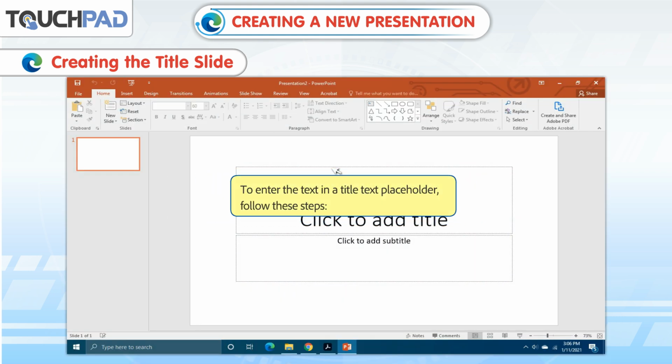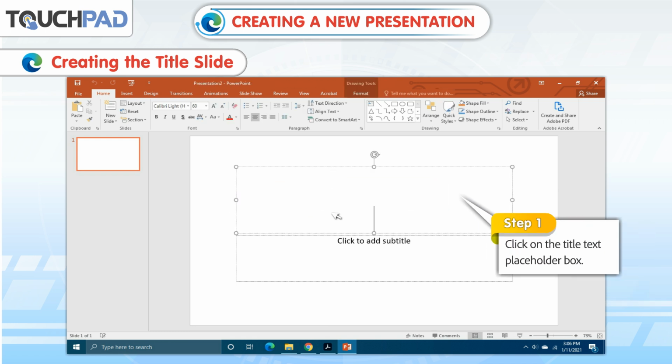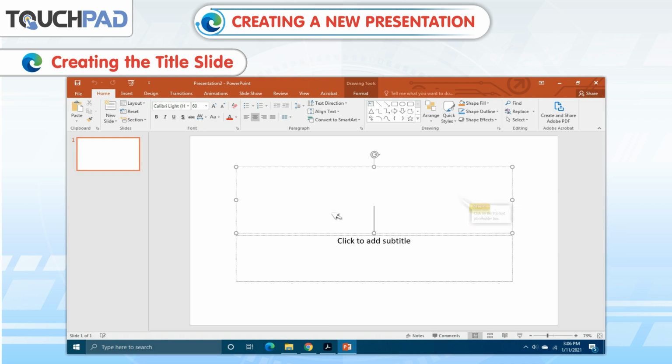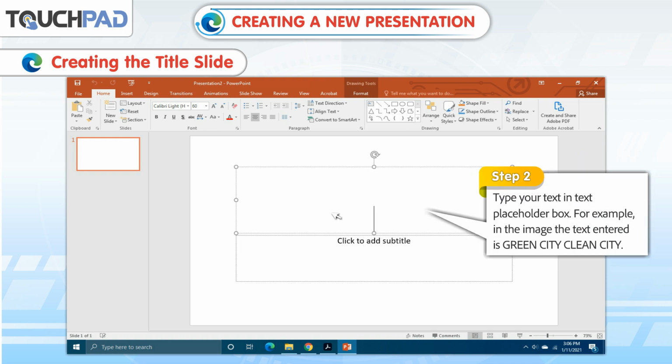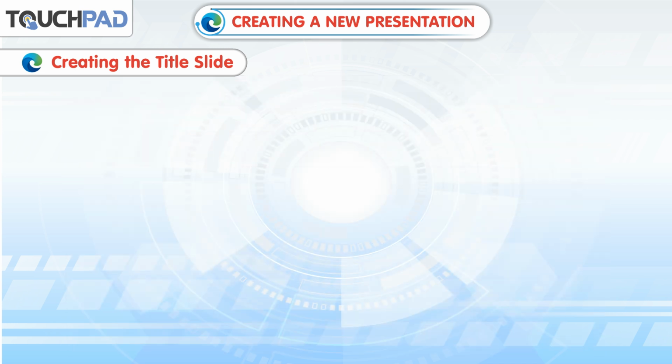To enter the text in a title text placeholder, follow these steps. Step 1. Click on the title text placeholder box. Step 2. Type your text in text placeholder box. For example, in the image, the text entered is Green City, Clean City. The title text displays in the title text placeholder and in the Slides tab.